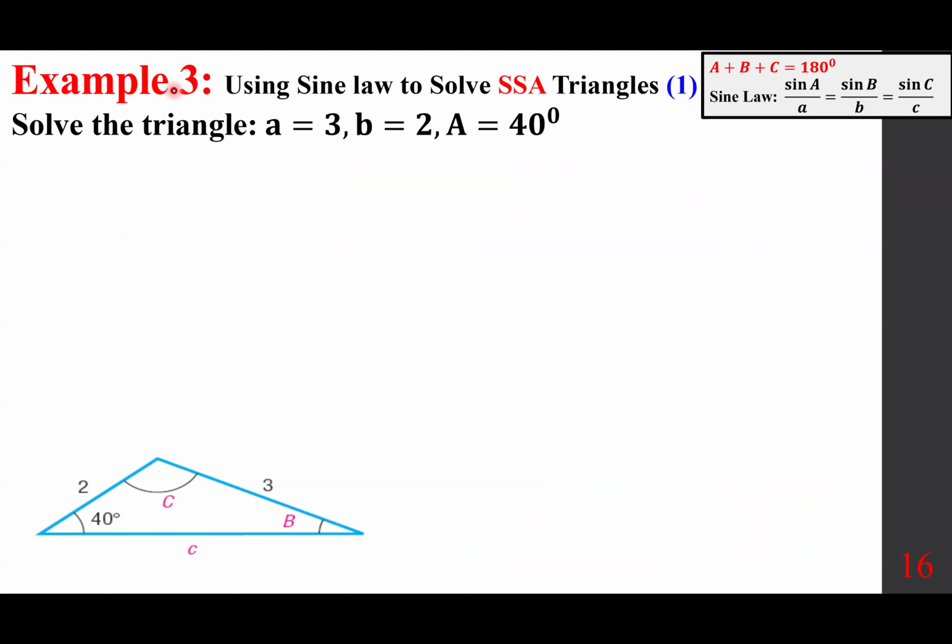All right, let's look at example 3. Using sine law to solve side-side-angle. There are three possibilities. We are looking at one of the possibilities here. Which one? We'll find out in a moment.